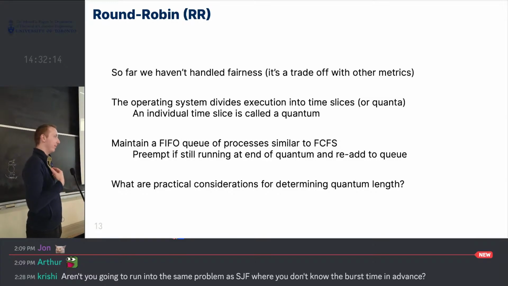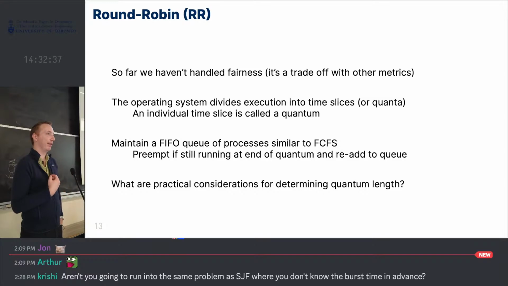Yep. Speed of your processor. Yeah, speed of your processor. So if you pick it really, really small, then you're probably going to waste a lot of time doing context switches, right? So switching between processes. What is the opposite problem if I pick a super huge quantum length?